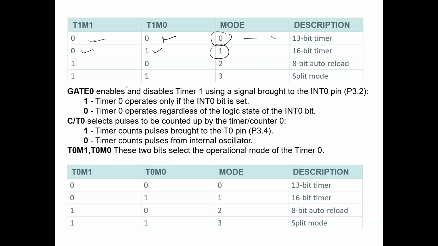In mode 0, the timer will be treated as a 13-bit timer. In mode 1, the timer will be a 16-bit timer. When T1M0 is 0 and T1M1 is 1, it will be mode 2. The timer will be 8-bit auto reloaded. That means one 8-bit count will be complete, then another 8-bit count will come, like that it will count. And when both are 1, it is called mode 3, the split mode.